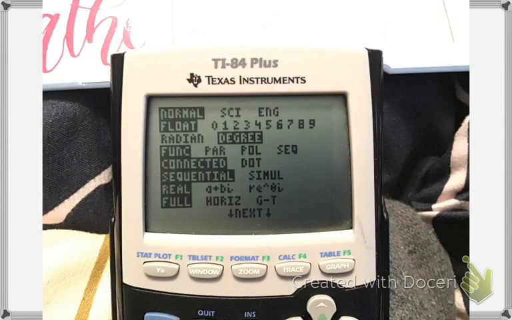So you've got to make sure your mode is set up. Click on the mode button on your calculator and make sure it's set to degree. That is most important, so make sure that's done first. You just hit the mode button, scroll down, go over, and hit enter.